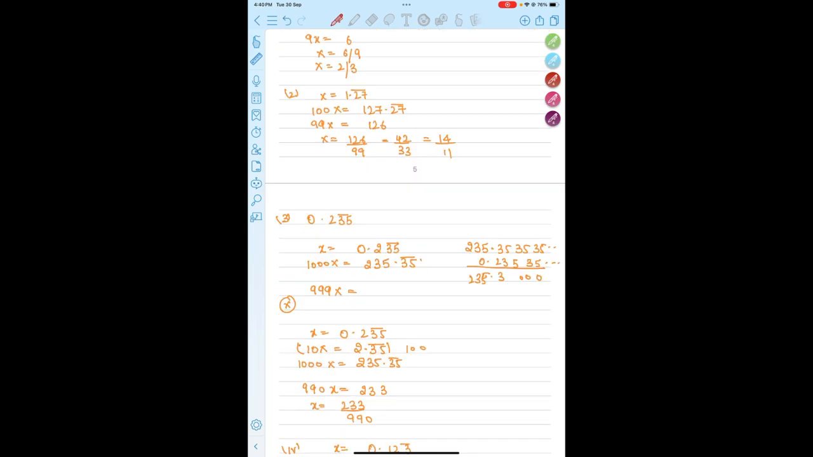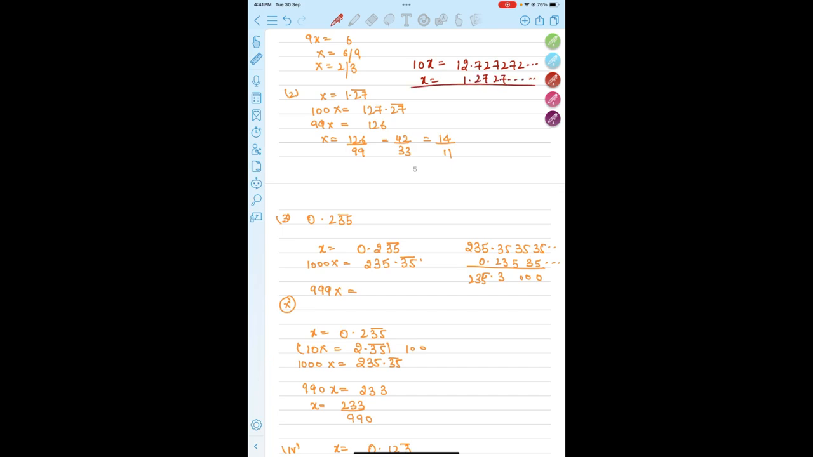So 2 by 3 is the answer of this non-terminating decimal. Now the next question is x is equal to 1.27 bar. Now what does this mean? It means 1.272727 dot dot dot, that it is a never ending decimal again. Now here you can see that I have multiplied it by 100x and not by 10. Why? I will explain that. If we had multiplied it by 10, it would have been 10x is equal to 12.72727 and so on. And x is 1.2727 dot dot dot.